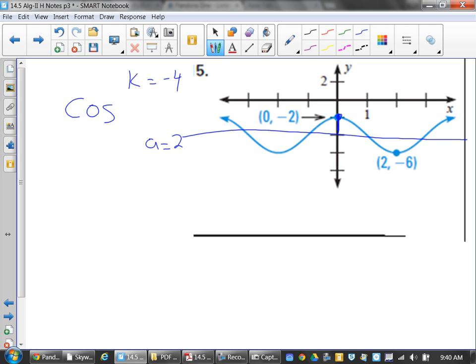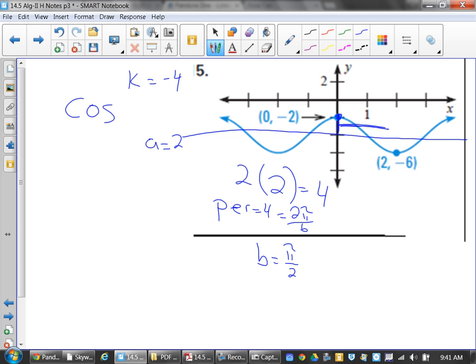Okay? A is 2. How far apart horizontally is 0 and 2? 2. They're horizontally apart by a distance of 2. I double it to get my period, so if my period equals 4, I set that equal to 2 pi over b. So what is b? Pi over 2. Very good. So b is pi over 2.